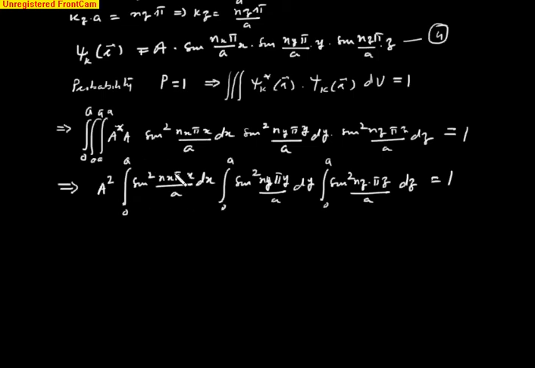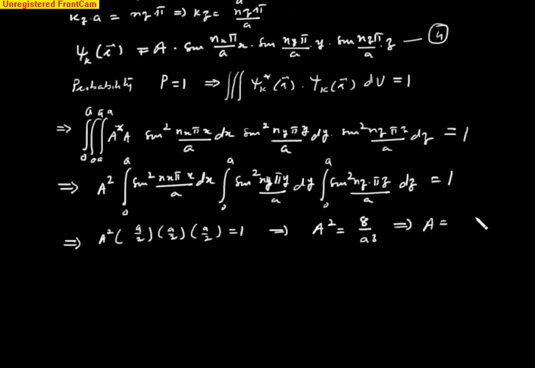We know the integration of sine square is written in terms of (1 minus cos 2 of this angle) divided by 2, and that will give one term, because the cosine term integration will come out as a cyclic function, which will be 0. So we get only the term related to dx, which comes out to be x divided by 2, and putting the value of a, we get a by 2 for each direction. Then A square times a cubed by 8 will be equal to 1, which gives A square equal to 8 divided by a cube, and the value of A will come out to be the square root of 8 over a cube. So this is the value of A.